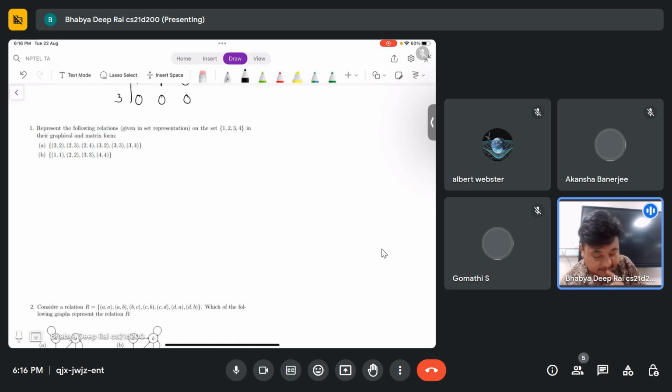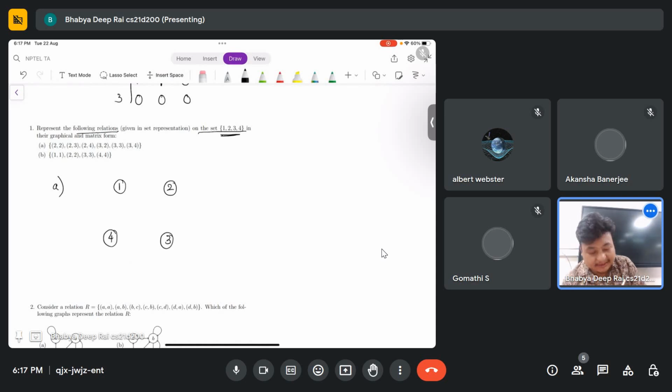We'll solve the first question. Represent the following relations on the set 1, 2, 3, 4 in the graphical form and matrix form. We just saw how to do it. And the set is 1, 2, 3, 4 this time. Let me solve the graphical form for A. The set is 1, 2, 3, 4, so I make vertices for each of them.